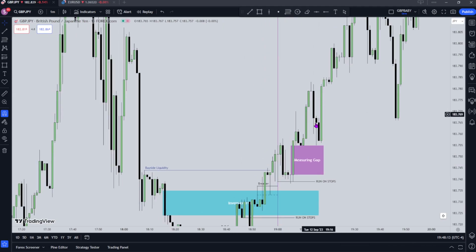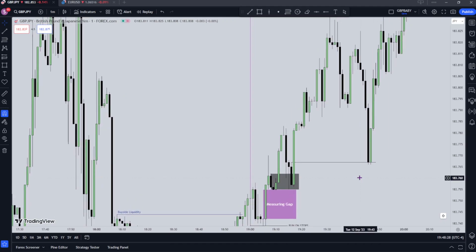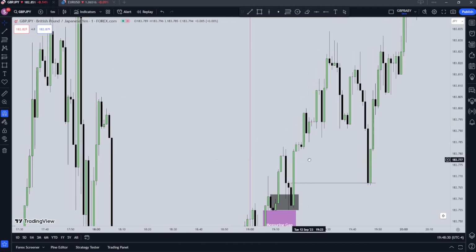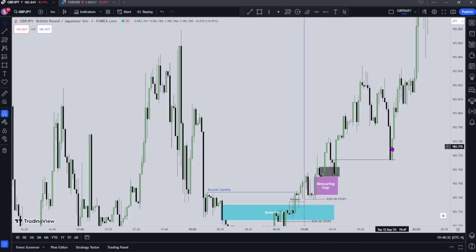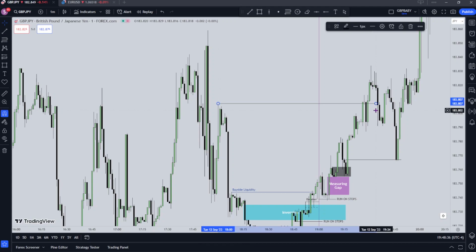Then we move higher, come back down into this order block. And we trade back into an order block again here. The high of it, beautiful. Filling in this range. And we also take out this buy side liquidity resting up here.